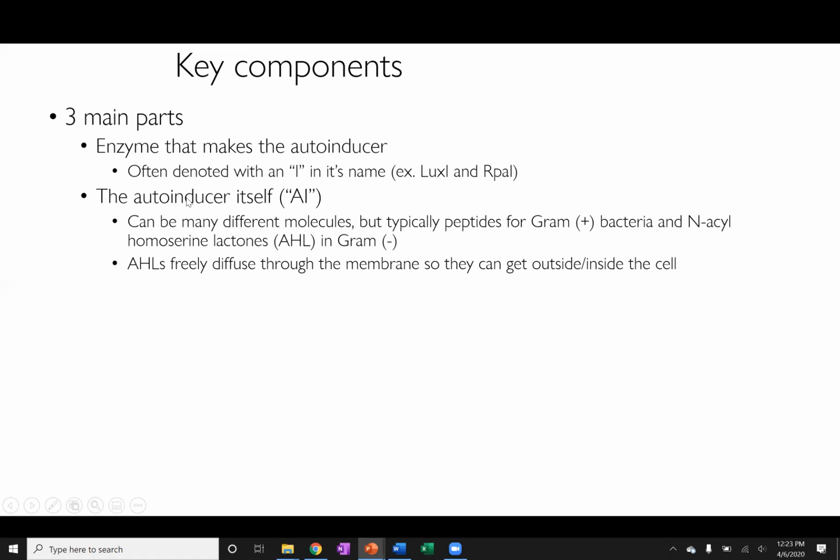These can be different molecules, but typically speaking, gram-positive bacteria produce peptides, which are just short carbon-based molecules, and gram-negatives typically produce N-acyl homoserine lactones, or AHL for short. I will never call them that again, because it is a mouthful, so we'll refer to them as AHL going forward. One of the things that's nice about AHLs relative to peptides is that they do freely diffuse through the bacterial cell membrane and cell wall, so it allows them to get inside and outside of the cell with relative ease.